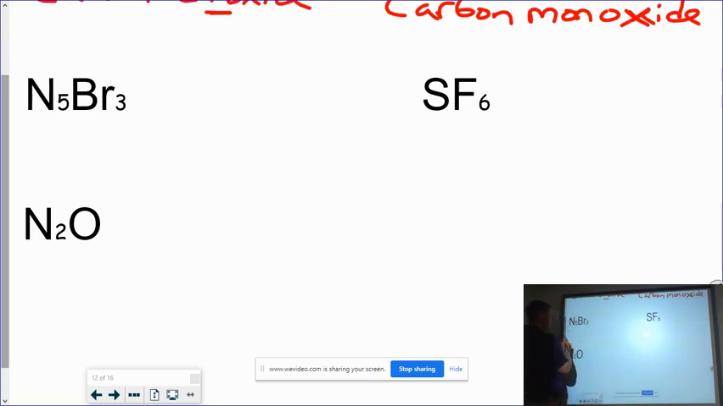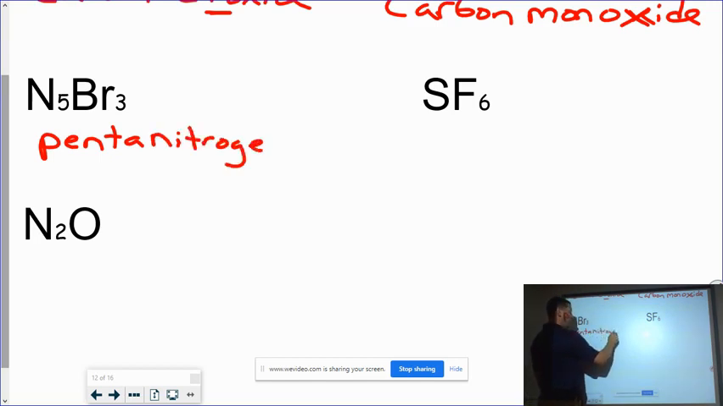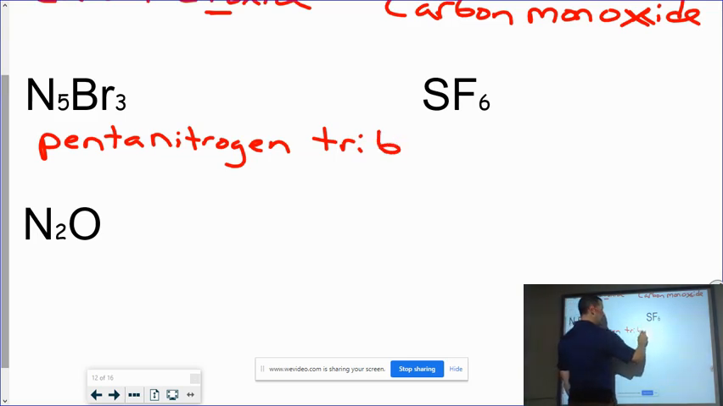So here I have 5, and if I go to the Greek prefix list on the back of your periodic table, we find out that 5 is penta. Penta what? Well, 5 of what? 5 nitrogens. So pentanitrogen. And now we have 3. The Greek prefix for 3 is tri. Again, right off the back of the periodic table. And 3 what? Not 3 bromines, but 3 bromides. Tribromide.